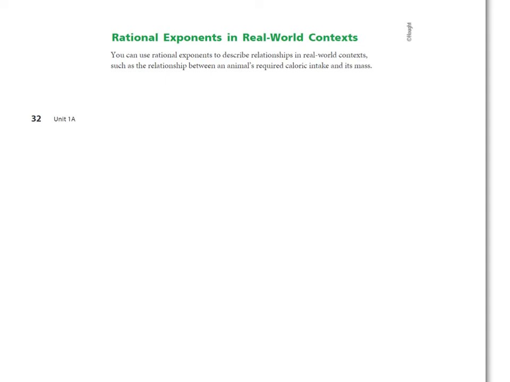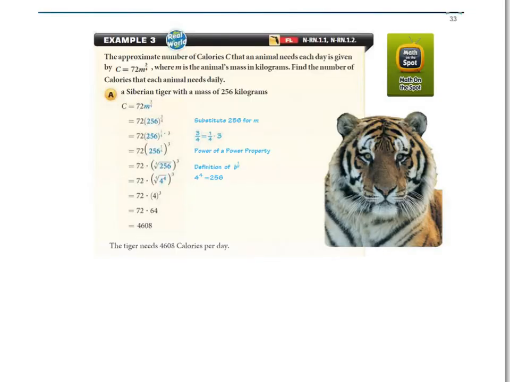The last thing we need to talk about is when we use them in real world contexts. Well, really that means there's going to be a formula that has an exponent that's a fraction and we have to simplify it by substituting in values and then evaluating it. So the formula they give us here is C equals 72m to the 3/4, and it tells us the approximate number of calories that an animal would need based on their mass or their weight in kilograms.